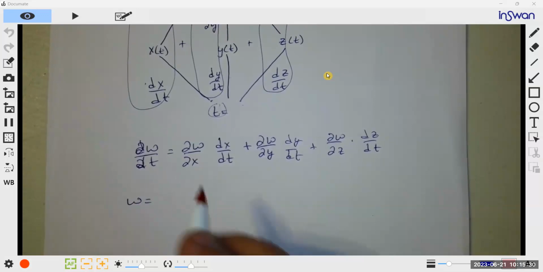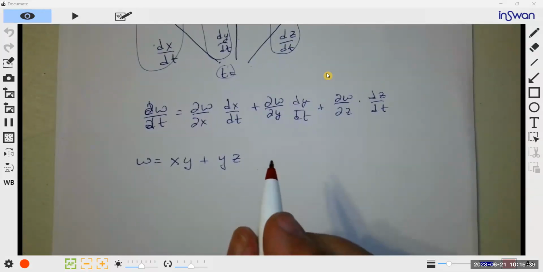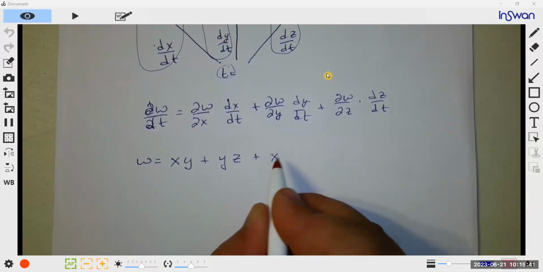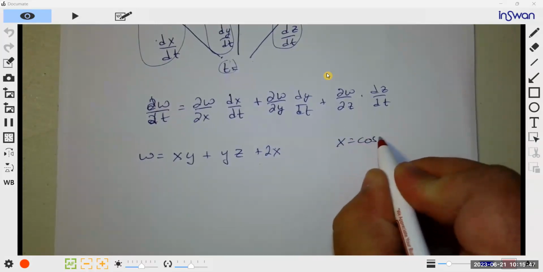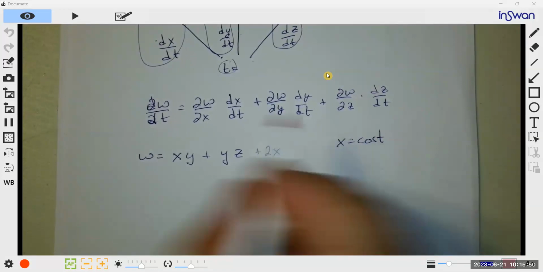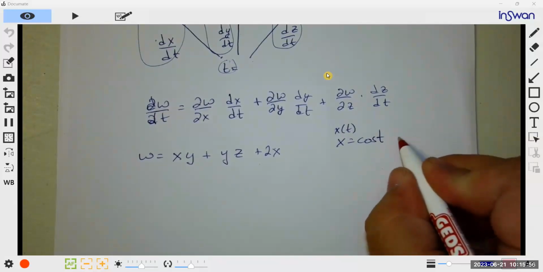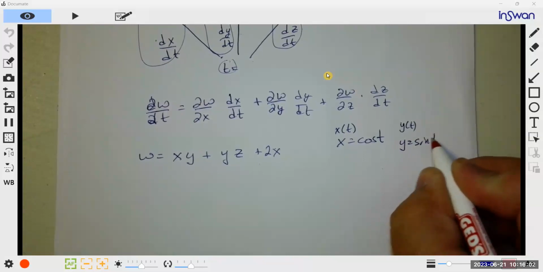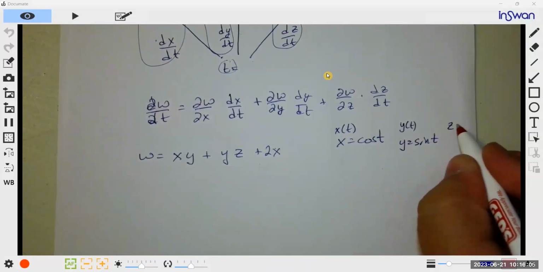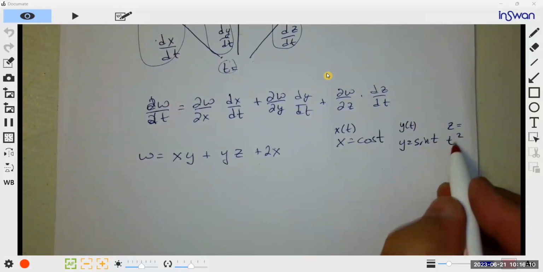So let's say we had this function where x equals cosine t. But remember, x, y, and z are all functions with respect to t. So y equals sine of t, and z equals, let's say, t squared. Because remember, it's a function of t.